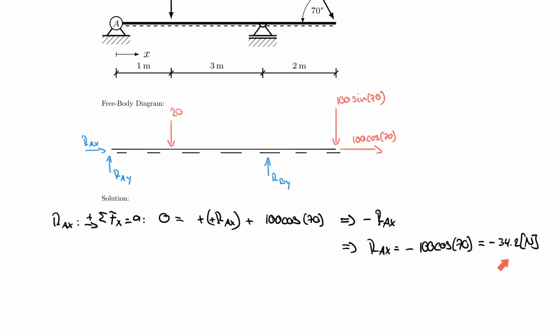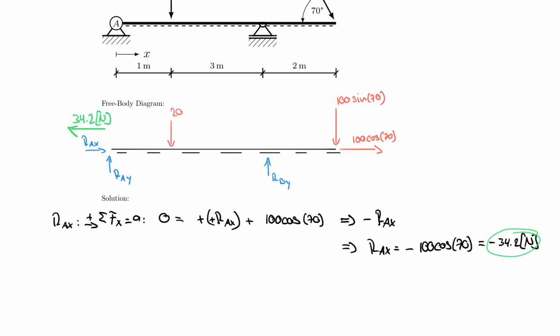And yes, in this case, it coincides with a negative x direction, but this is not always the case. Please keep that very much in mind. So this is very important here that I have a negative here. And what that really means for my drawing is that my RAX is pointing in this direction with, well, now it's positive, 34.2 Newton. That is my real answer here.